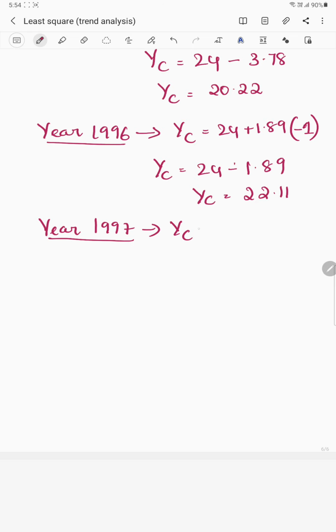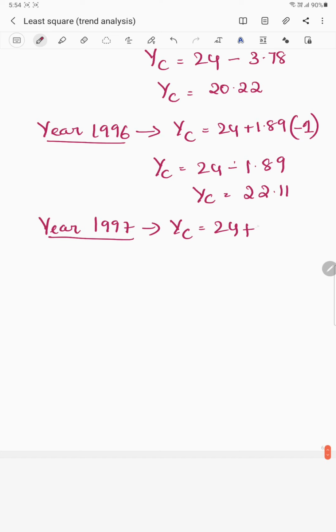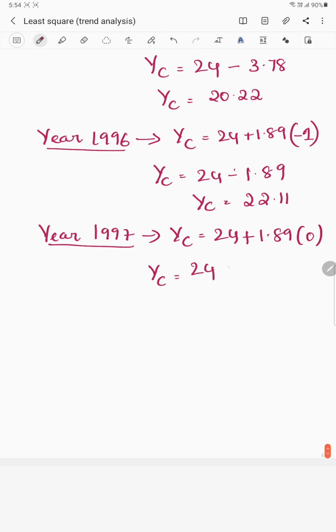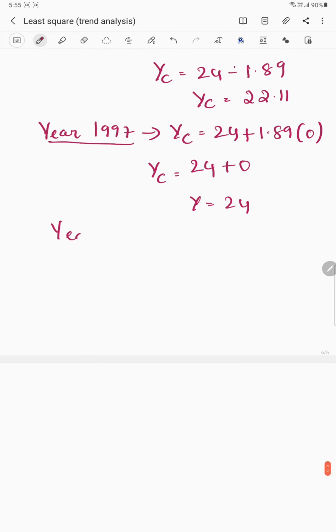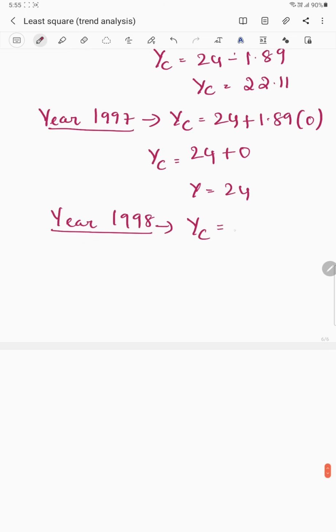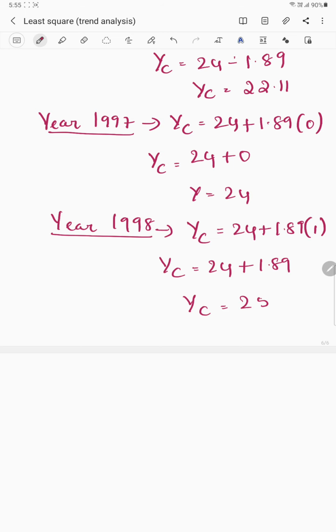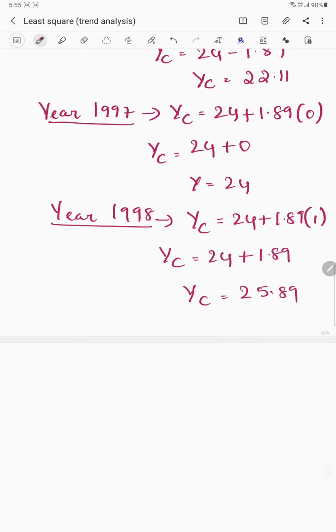So 1997, yc is equal to 24 plus 1.89 into 0. So yc is equal to 24 plus 0. yc is equal to 24. Then year 1998. For 1998, yc is equal to 24 plus 1.89 into 1. So yc is equal to 24 plus 1.89 into 1 is 1.89 only. So yc is equal to 25.89.